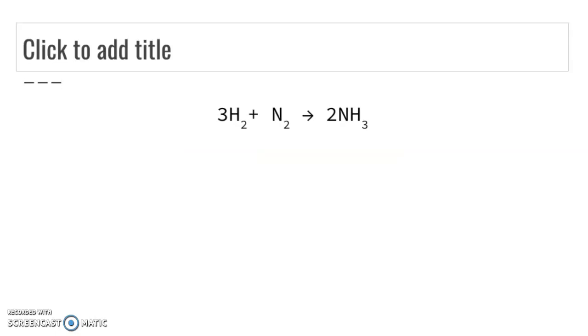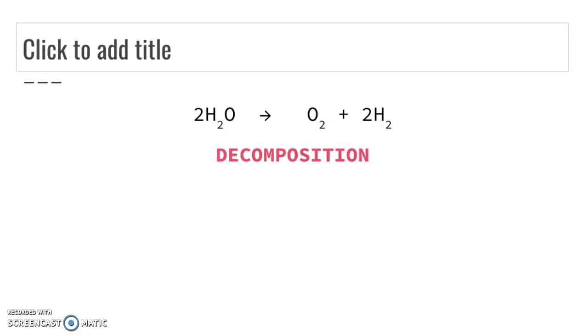I have H2 plus N2 gives me NH3. We said this before, if I have one product, I am synthesis. H2O gives me O2 plus H2. We got decomposition because it's one thing breaking down into two.